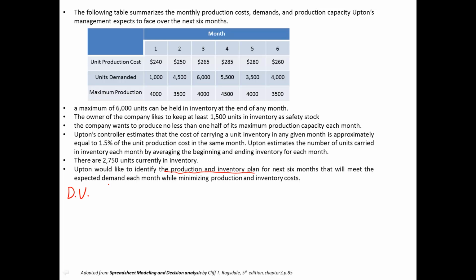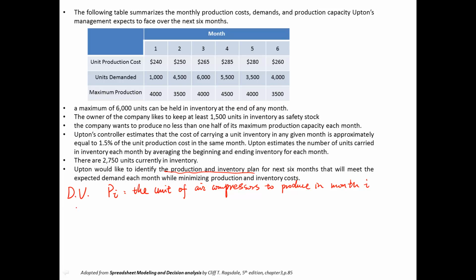Then my decision variables will be just P_i, which represents the units of air compressors to produce in month i. That's the only decision variable.